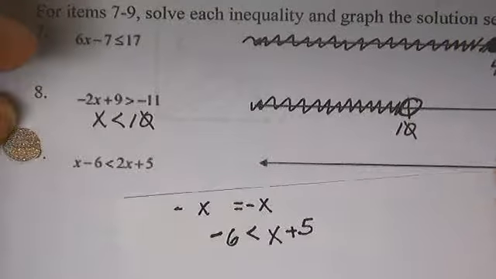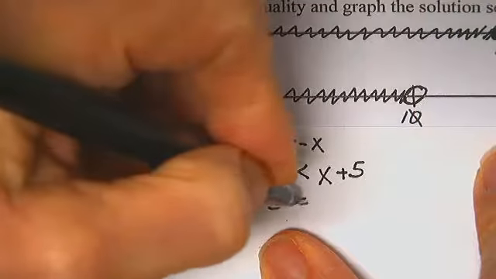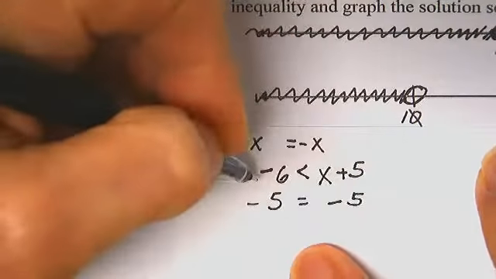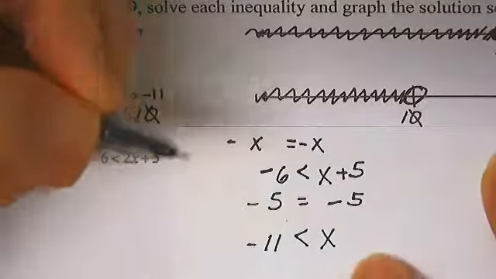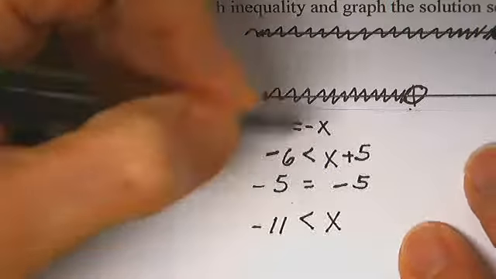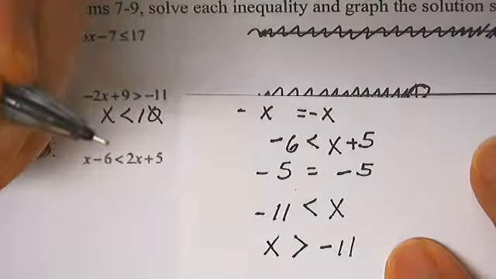I can now subtract 5 from each side. Negative 6 minus 5 is negative 11 is less than x, or x is greater than negative 11.